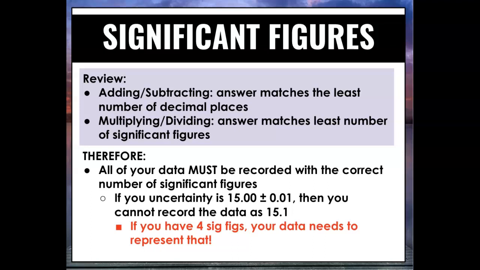If you have an uncertainty and your data point is written as 15.00 plus or minus 0.01 on a scale, then you will not record your data as 15.1 because there's a 0 after it. You can't do that. You have to carry 4 significant figures the entire way through. So you would record your data as 15.10 plus or minus 0.01. If all of your data points have 4 significant figures and one has 3, you're not keeping track of your significant figures in the lab.